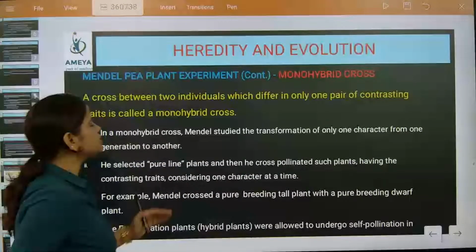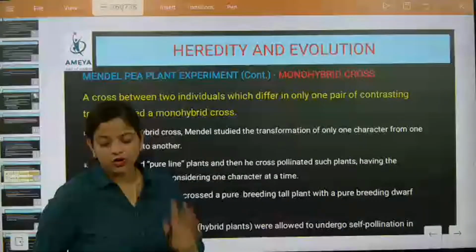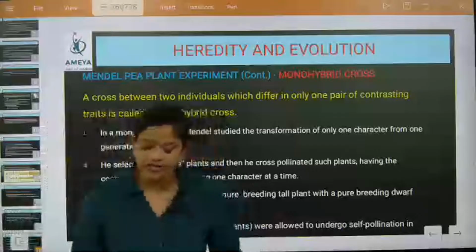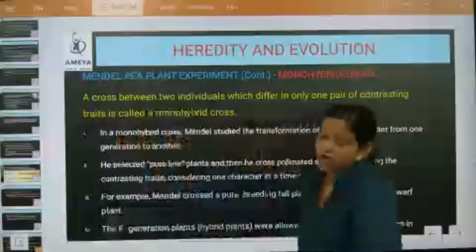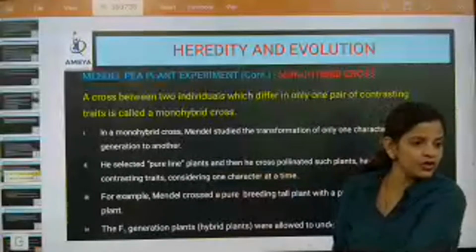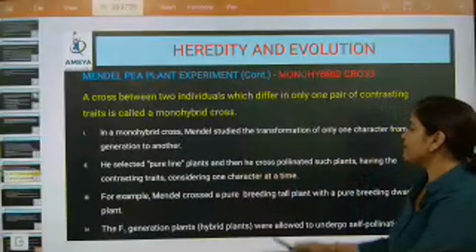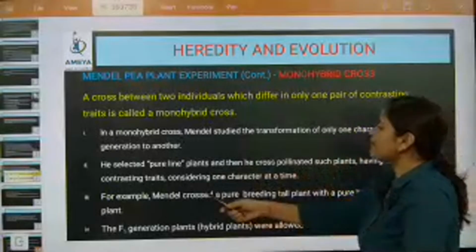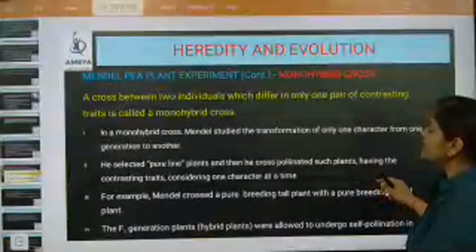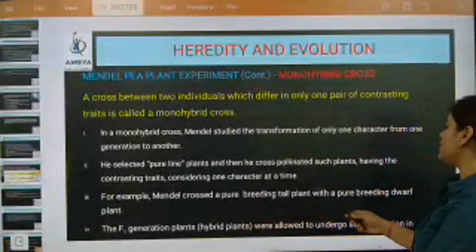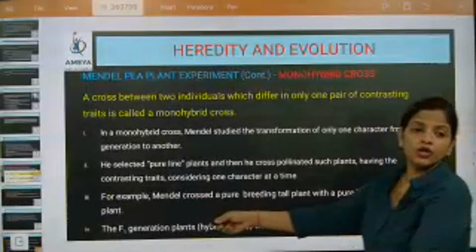So this is the inheritance of only one pair of contrasting characters, one at a time. He selected a pure line, that is, homozygous, as I told you, and cross-pollinated such plants having contrasting traits, considering one character at a time. For example, Mendel crossed a pure breeding tall plant with a pure breeding dwarf plant.